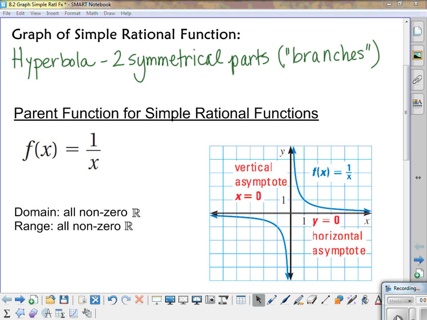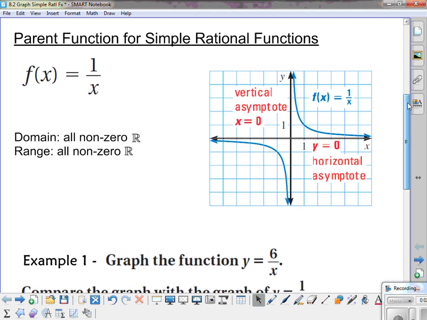Any thoughts on why y is never going to equal 0? In essence, yeah, if I have 1, there's no number I can divide it by to make it equal 0. It's going to be approaching 0. Like if I have 1 divided by 1,000,000, it's going to be a really small number. But if I go out towards infinity, is it ever going to get all the way to 0? No, it's just going to get smaller and smaller and smaller. Okay, so that's your parent graph.